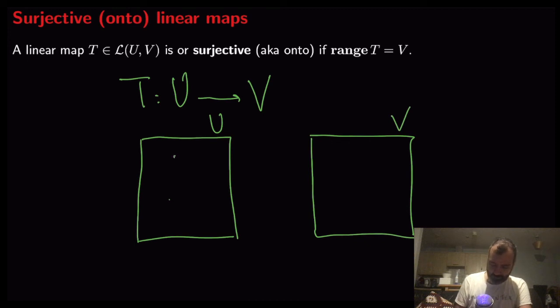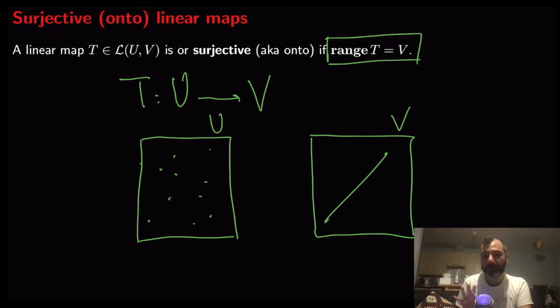So maybe the different points in U, all of them are mapped to a single line or a single flat plane, but not the entire space V. If the output space coincides with the range, if the range is V, then we say that the mapping is surjective. It occupies the whole output space. It doesn't concentrate on a line or a little plane. It goes and occupies all the output space. Then we say that it is surjective or onto.